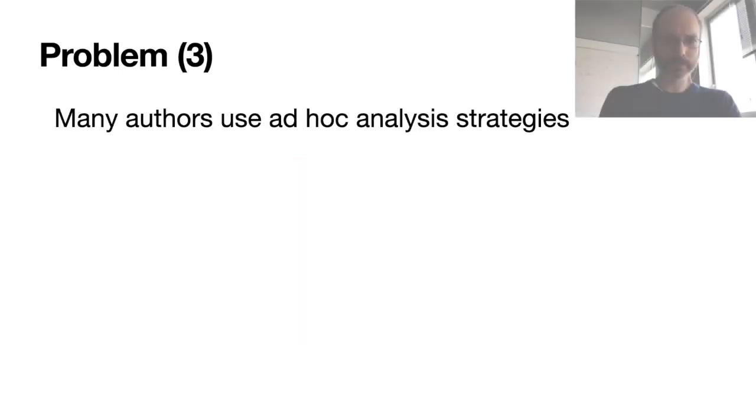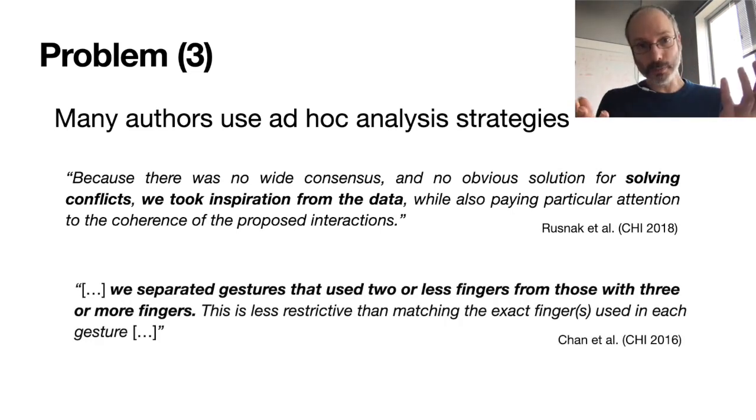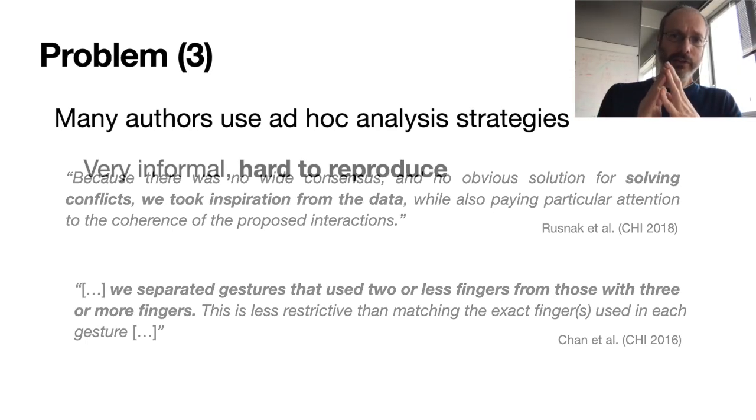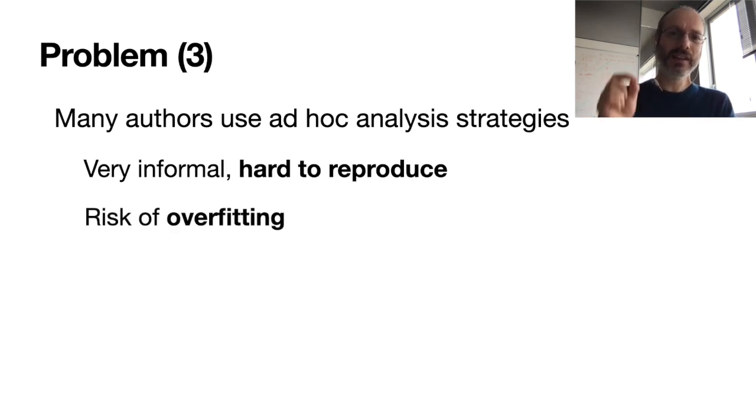Problem number 3. Many authors use ad hoc analysis strategies. For example, they inspect the data to decide how to produce mappings without conflicts, or to group gestures together. Such strategies present 2 main problems. First, they are subjective and hard to reproduce, but they also increase the risk of overfitting to the patterns that the investigators observe in the data, which may not generalize.